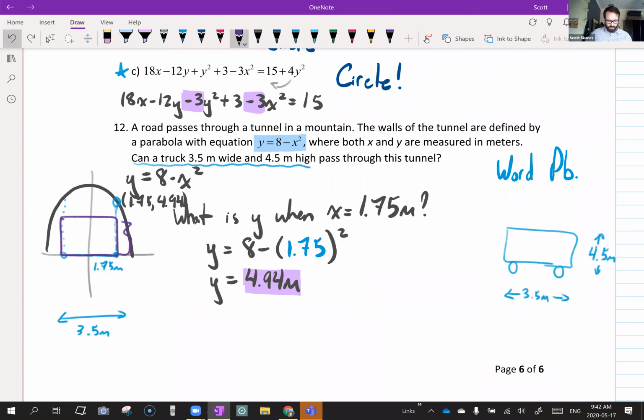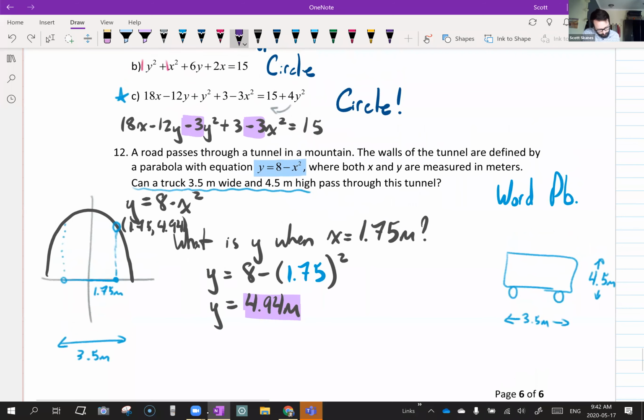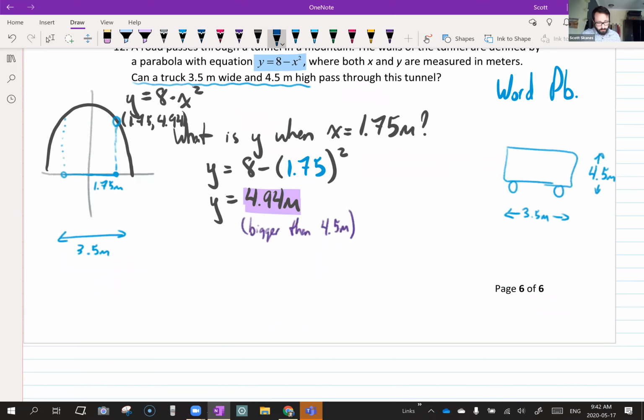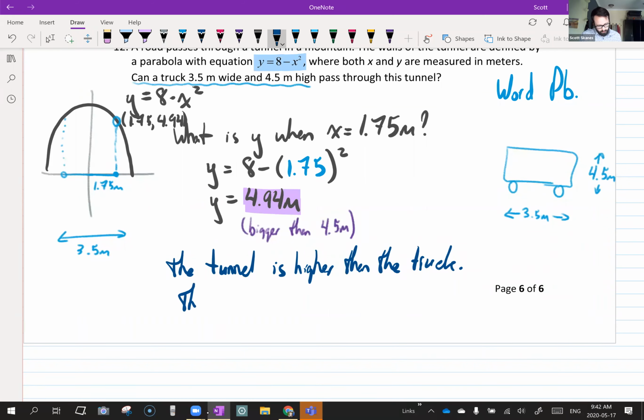I'll write it out so that you can see what I mean. This is bigger than 4.5. So the tunnel is higher than the truck. The truck can pass through.